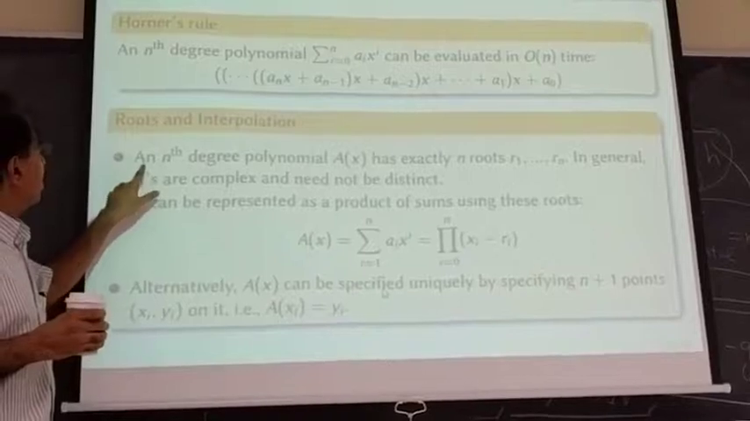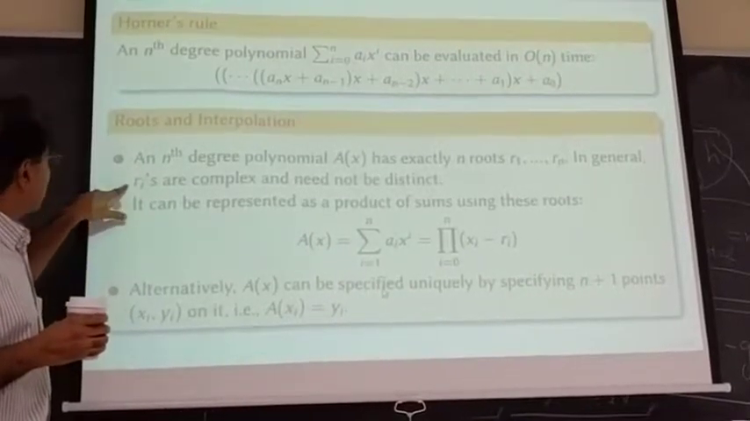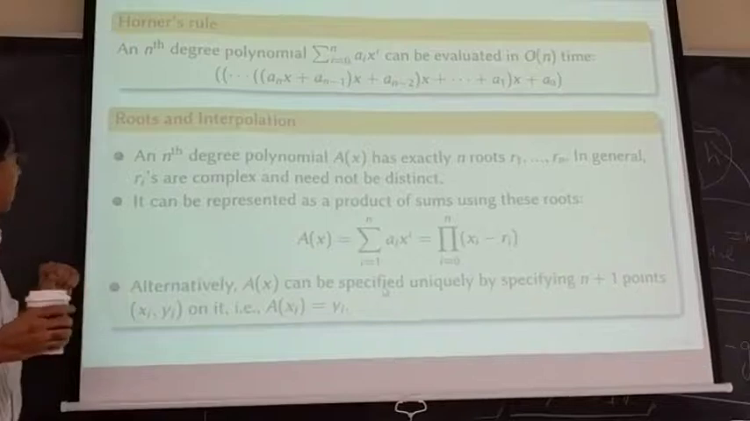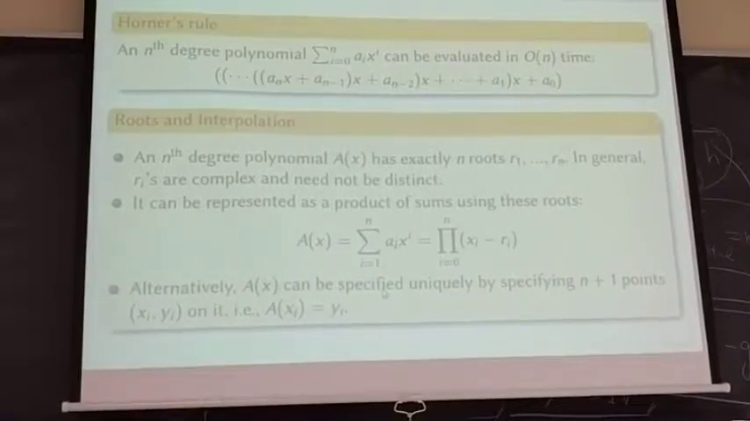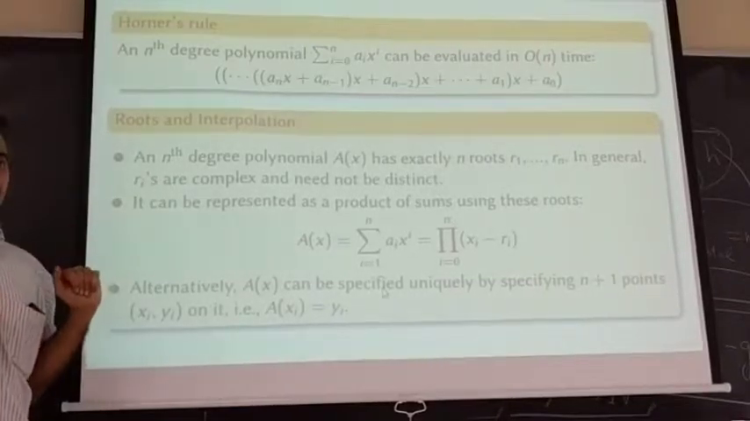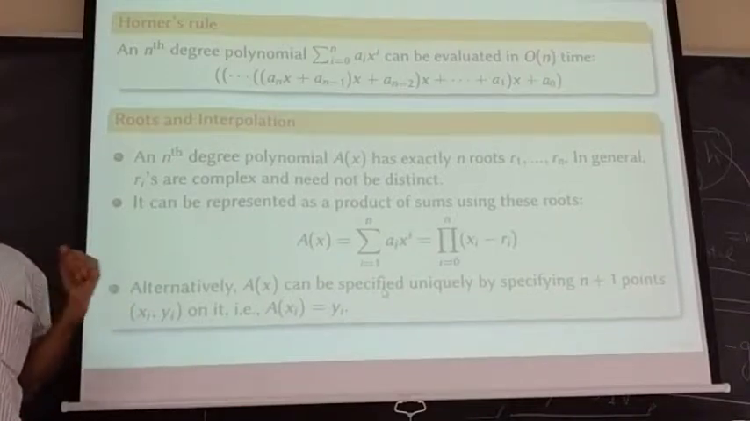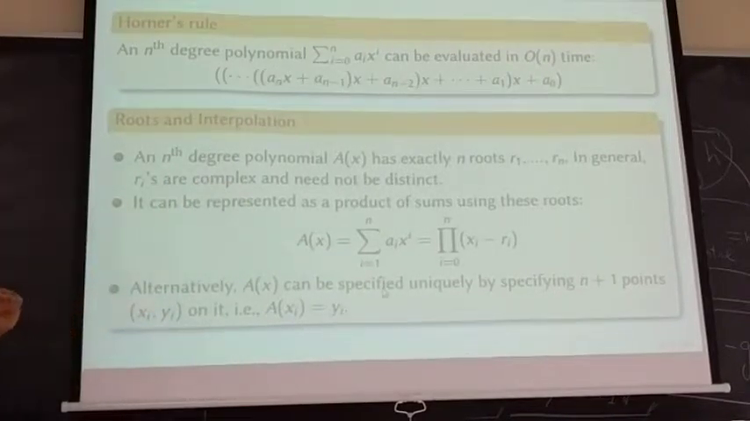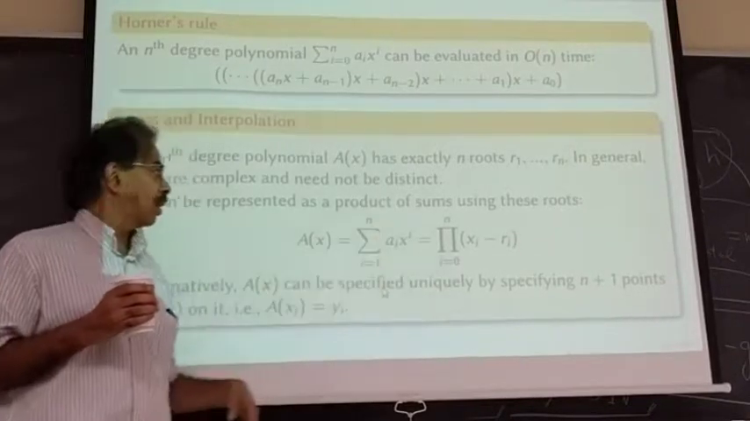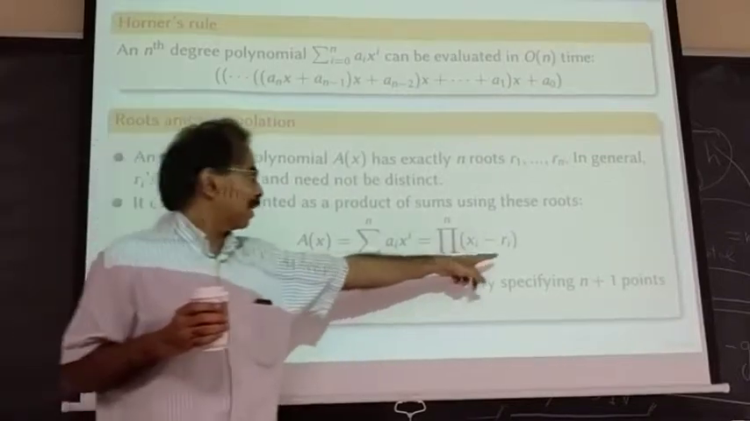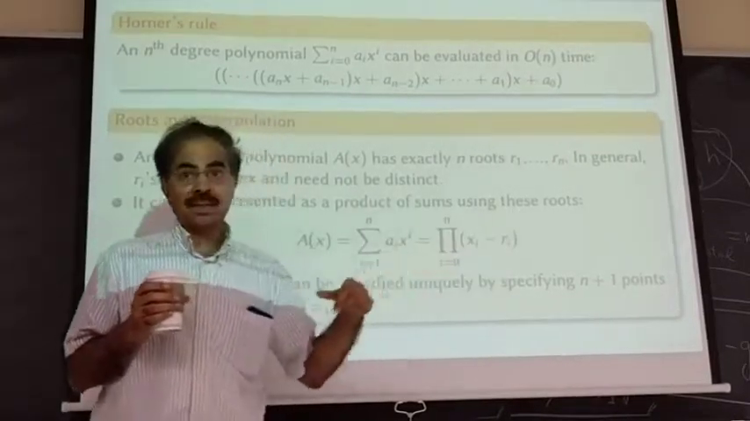Now, the other set of properties that we want to talk about are that an nth degree polynomial has exactly n roots. Note that we are not saying n real roots, but if you are willing to consider both real and imaginary roots, there are exactly n roots for an nth degree polynomial. And because of that, you can express it in this form: the product of (x minus r_i), where r_i is the ith root.